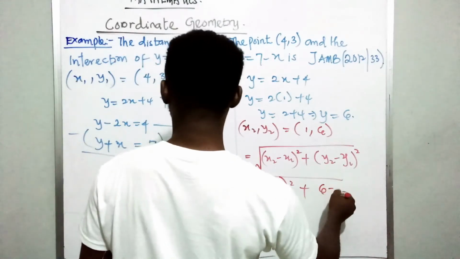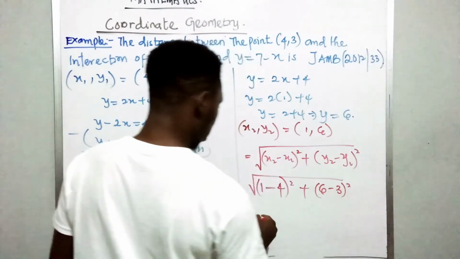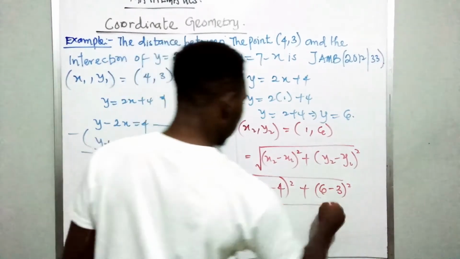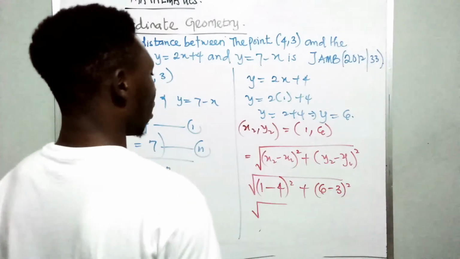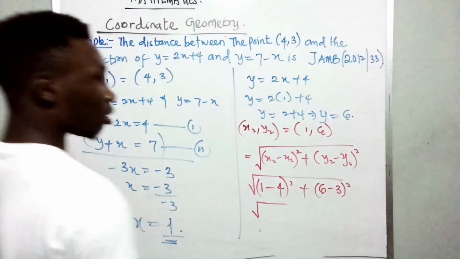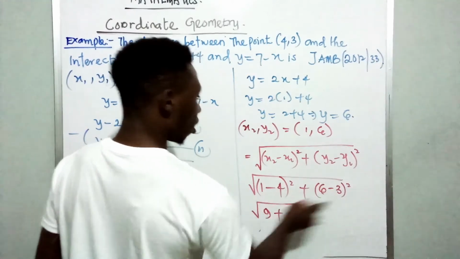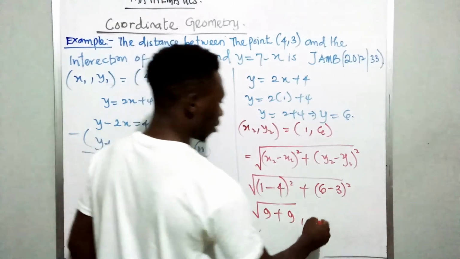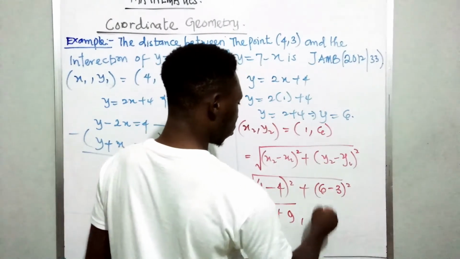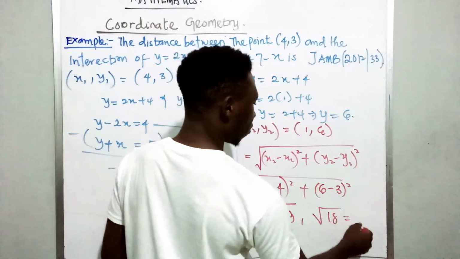6 minus what? 6 minus 3 square. So this goes further here to the what? 1 minus 3, that's what? 1 minus 3, that's minus 1 minus 4, that's minus 3. Minus 3 square is what? 9. Plus 6 minus 3, that's 3. 3 square is what? 9. So that is what? 9 plus that is what? Root 18. So square of it, that is equal to what?